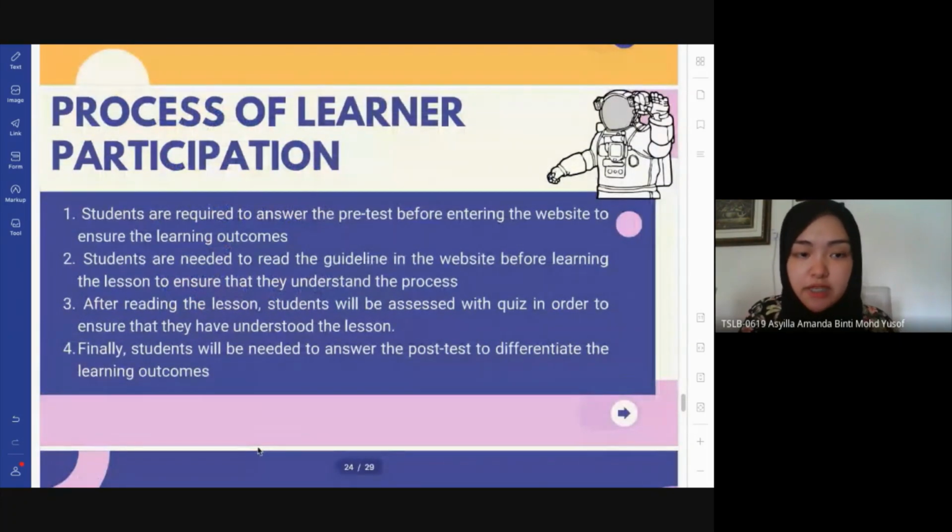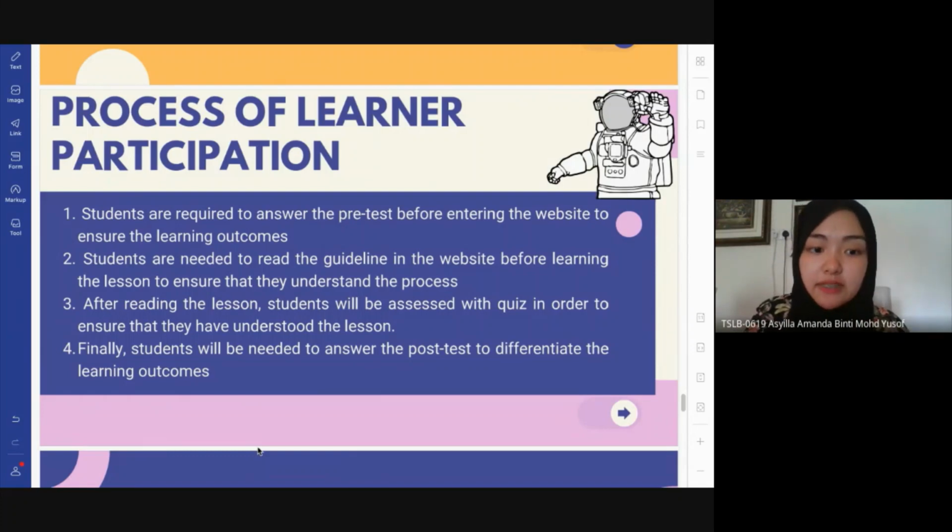So the next one is the process of how to make students participate in the teaching and learning process. The first one is, according to the website that we have chosen, students are required to answer the pre-test before entering the website to ensure the learning outcomes. The second one is when the students have entered the website, students are needed to read the guideline in the website before jumping into the lesson. This is to make sure that they understand the process.